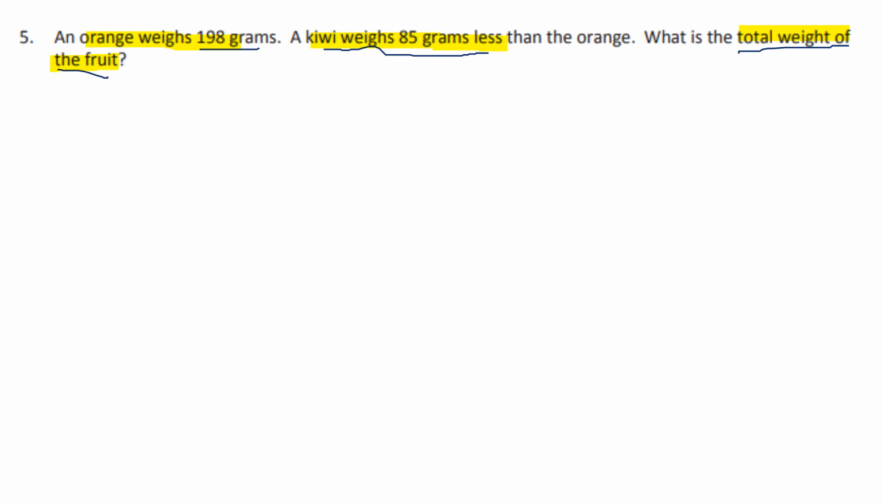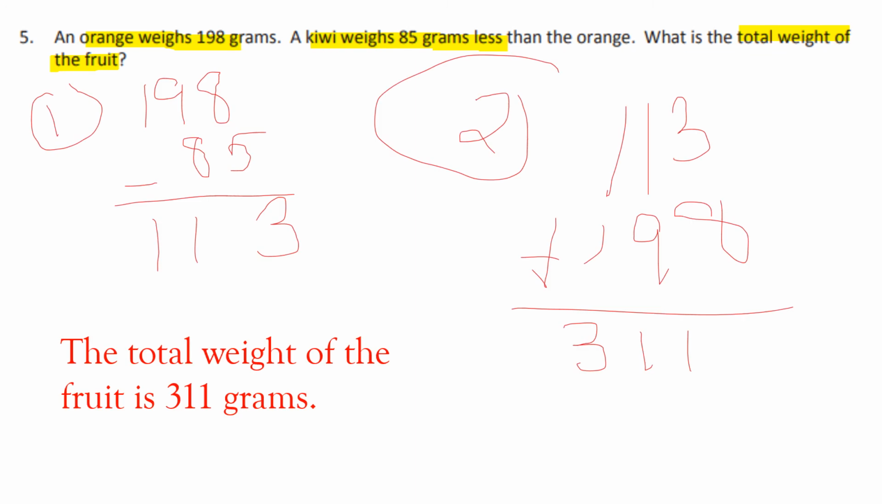All right, and we're going to go over the answers now. If you need more time, just press pause. So this one we went back to a two-step problem, which is totally fine. They can be two-step, they can be three-step, they can even be four or more. So what we're first doing, if you look, because we knew the orange weighs 198 and the kiwi is 85 less, I subtracted 85 from 198, which gave me 113.